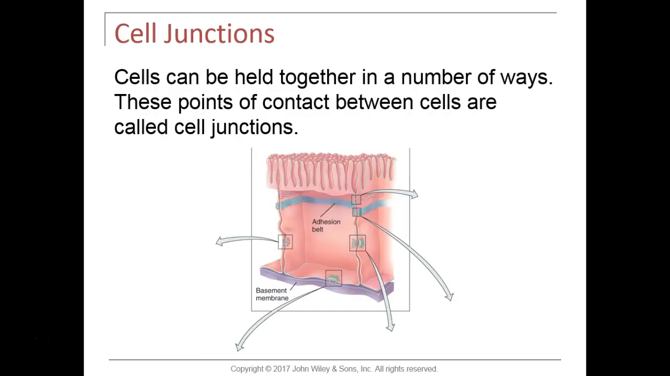So cells and tissues actually make points of contact with each other. Some tissues have more, some have very few. In this case, these points of contact on this simple picture that we're looking at are points of contact that exist between epithelial cells. And the points of contact between the epithelial cells are called cell junctions.